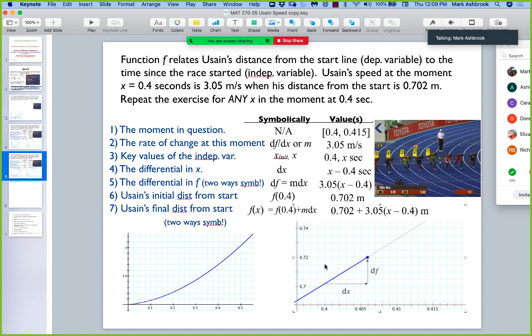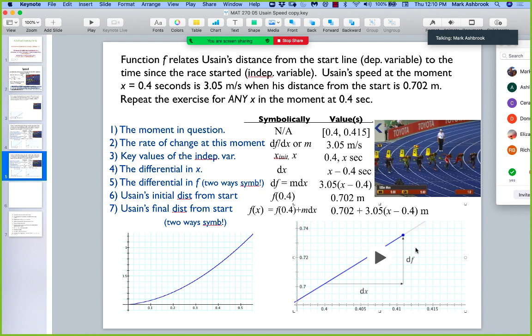So in doing that, we're able to represent, so I'll pause it here. This represents every correspondence point of time and distance in this moment, right? So given any time in this moment, x, this will tell us the corresponding distance he's run from the start.